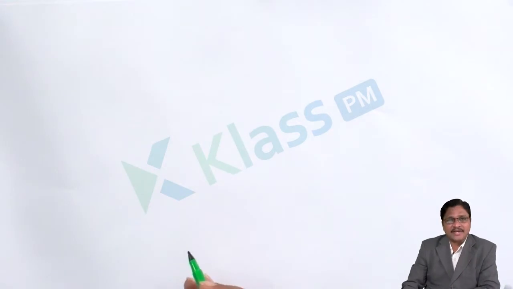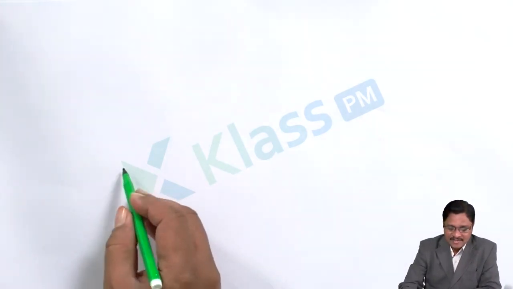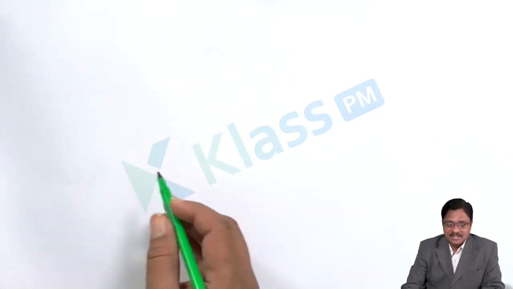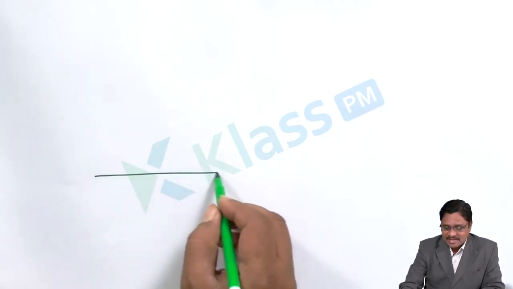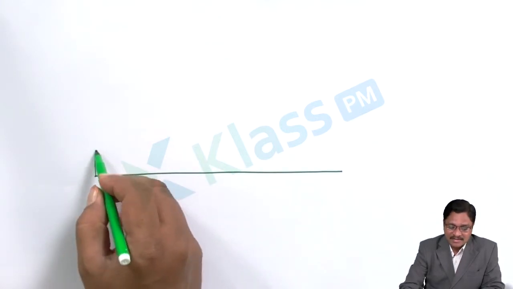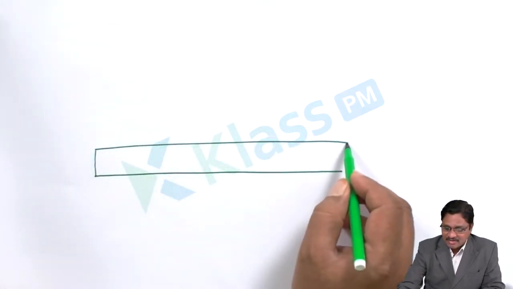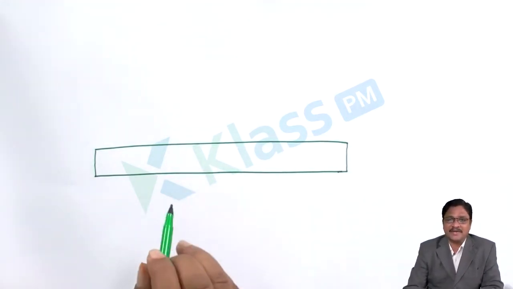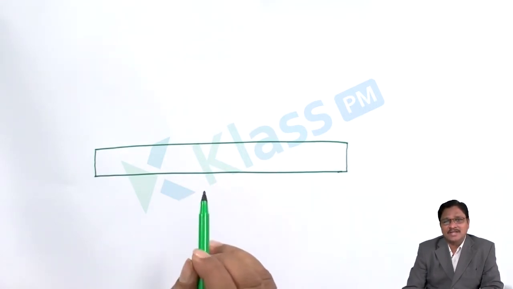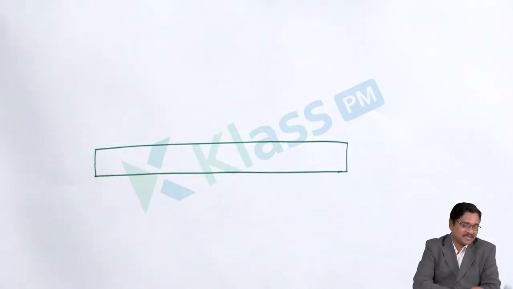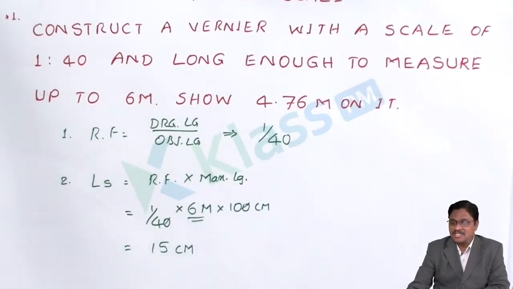Once I have calculated RF and LS, the next step is the construction. The calculated LS is 15 centimeters, so draw 15 centimeters, same as the plain scale. Just now, before beginning the Vernier, we also discussed that the main scale has to be drawn the same way as we did earlier: the calculated LS of 15 centimeters, width of 1 centimeter, and complete a rectangle so that it resembles a scale. After that, how many parts does it have to be divided into? As in so many earlier problems, you have to focus on the maximum length given. The maximum length in this problem is 6 meters, so it has to be divided into 6 equal divisions.